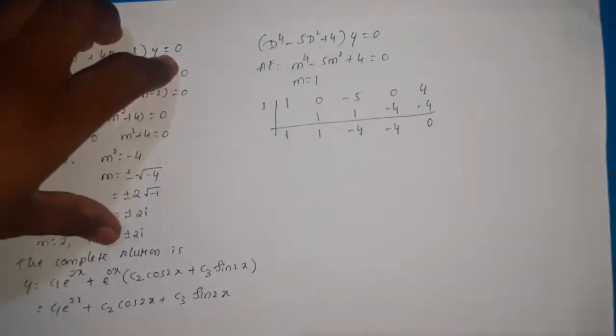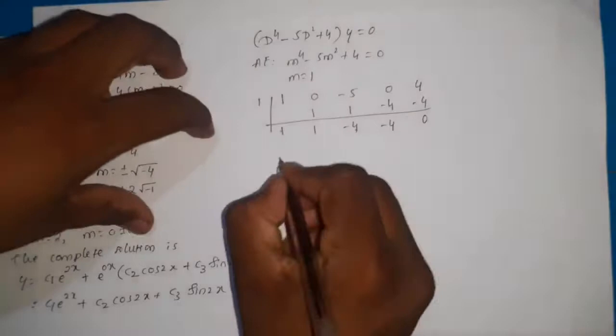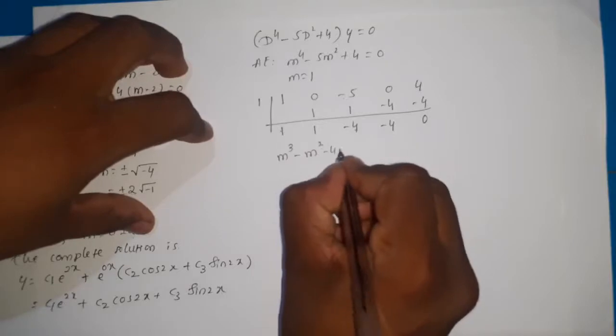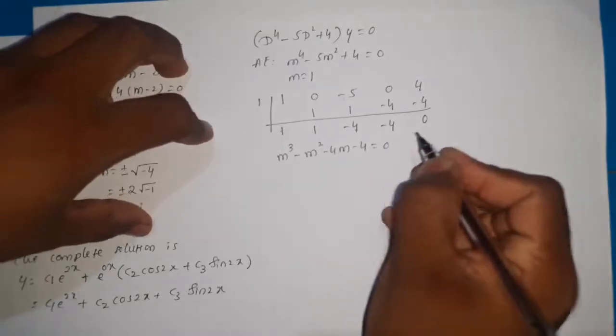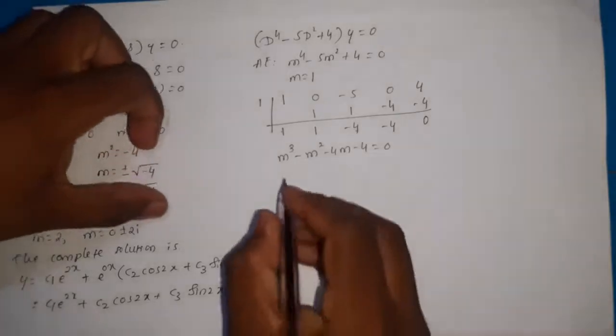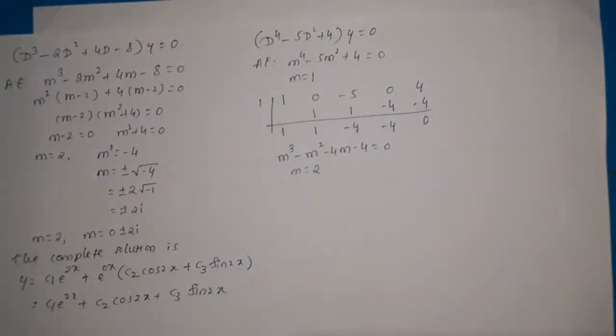So, now the order of the auxiliary equation reduces to 3, that is m^3 - m^2 - 4m - 4 = 0. That is the next lower order equation because the given order is 4. Now, by using synthetic division, we have reduced the order to 3. Then again by using the trial and error method, find its root. Now, m = 2 is the second root of this equation.